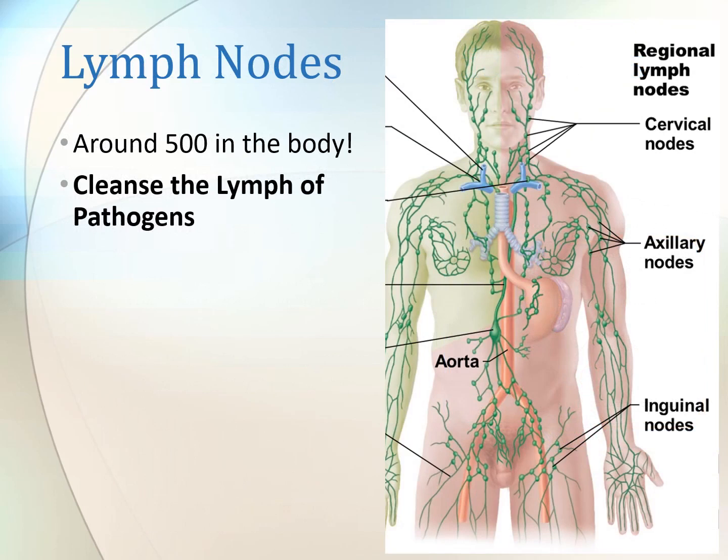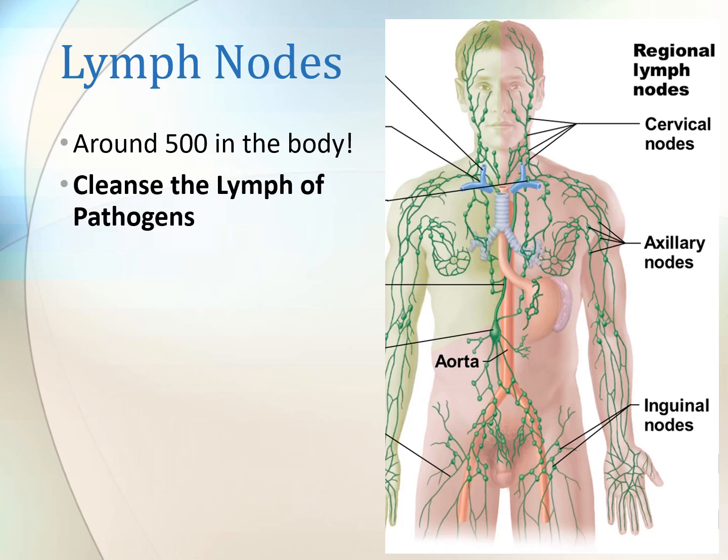So all of those collecting vessels are going to run into a lymph node at some point, probably multiple lymph nodes. And these lymph nodes are in clusters around the body. So we have hundreds of lymph nodes, and essentially they act like filters, like I said before. So they're going to filter the lymph as it passes through. Okay, so it's going to have the immune cells sitting in the lymph node, and we'll talk about that in a little bit as well.